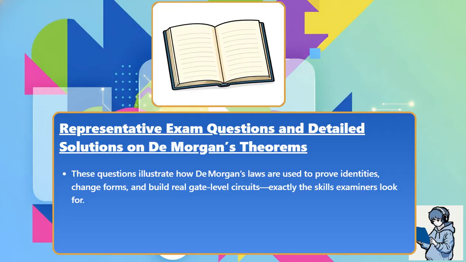These questions illustrate how De Morgan's laws are used to prove identities, change forms, and build real gate-level circuits. Exactly the skills examiners look for.